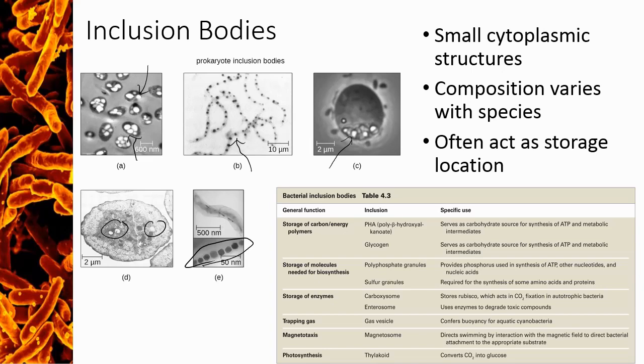The last type of inclusion bodies are called thylakoids, and those are involved in photosynthesis. If you've learned about photosynthesis in the past, that term might sound familiar to you, because these structures are also found in chloroplasts, and they're responsible for performing photosynthesis in both bacteria that have them and in plant cells.